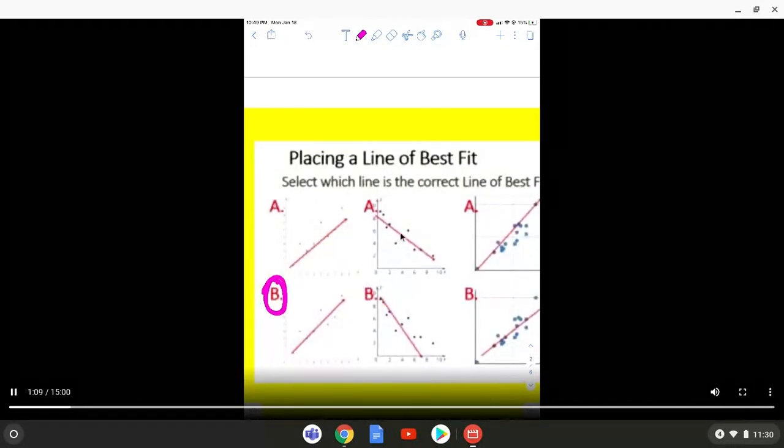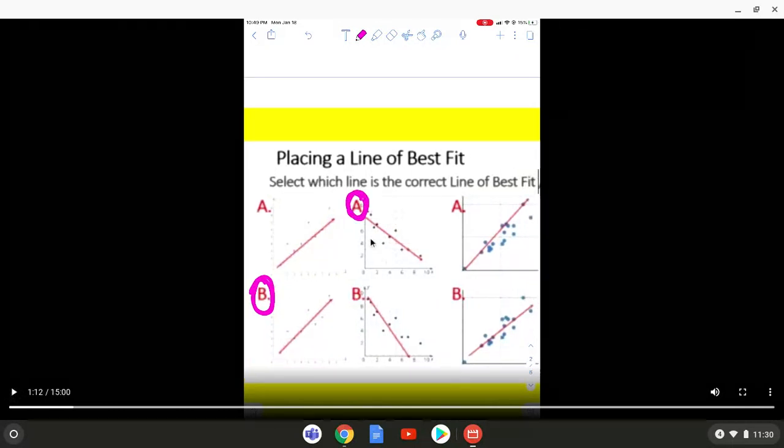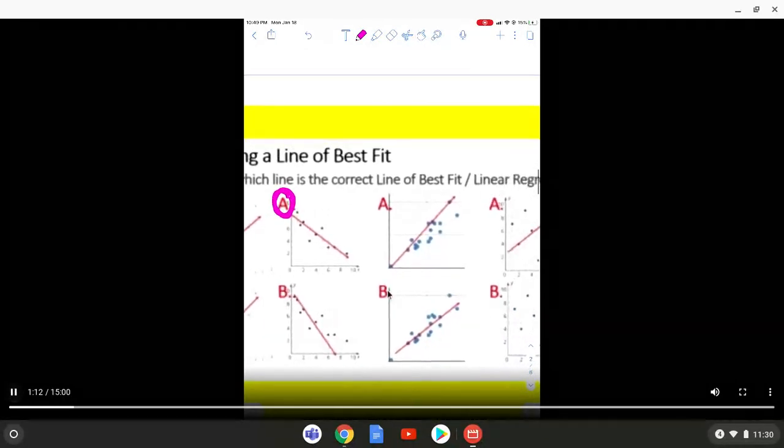On our second set here, we are going to have A as the right answer. You can see B kind of ignores all these points out here and just goes straight down. Even though we're going through the middle of this top half, we just ignored the bottom half, whereas A is going through the whole thing. So that's why we're going to choose A.